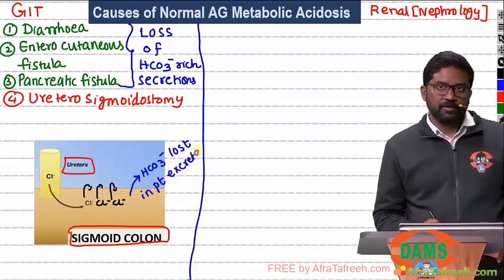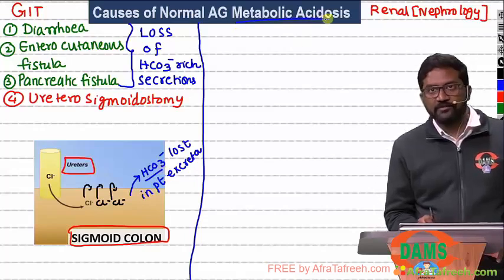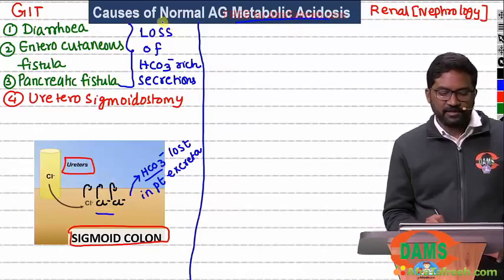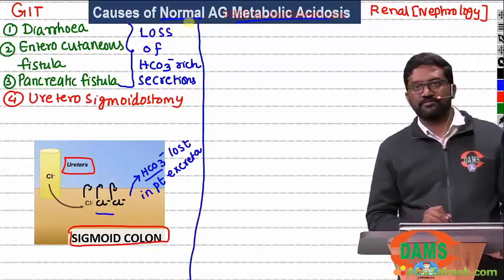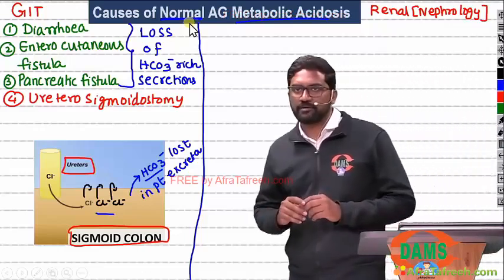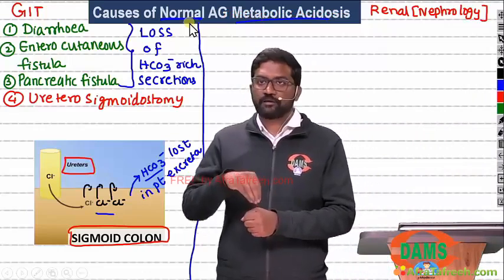Because bicarbonate is lost, it is metabolic acidosis. Because chloride has been excessively reabsorbed, there will be no change in anion gap. Try to understand this simple concept. In ureterosigmoidostomy, ureters are connected to the intestine.